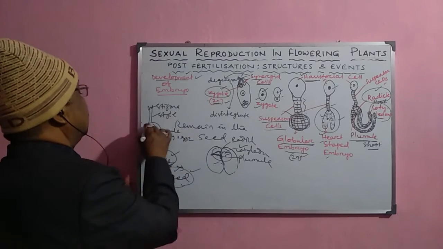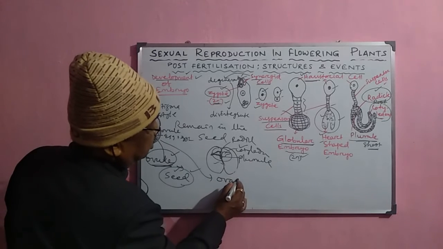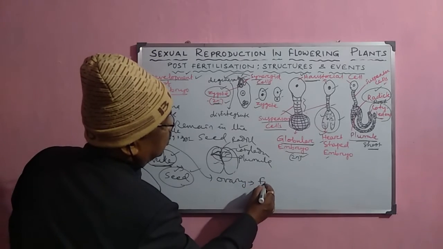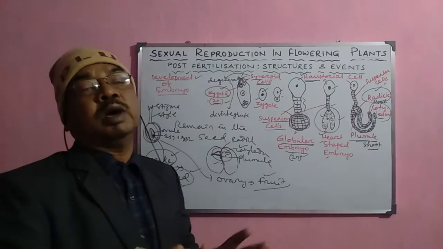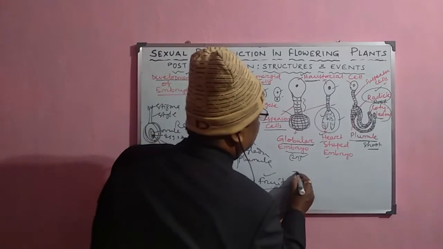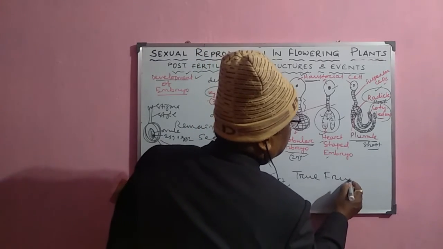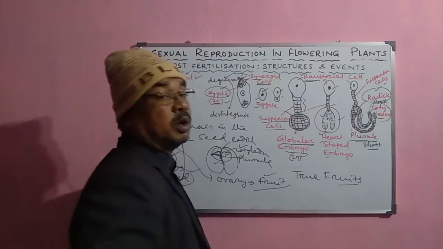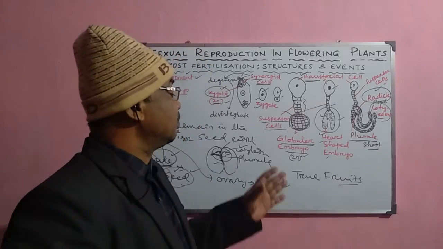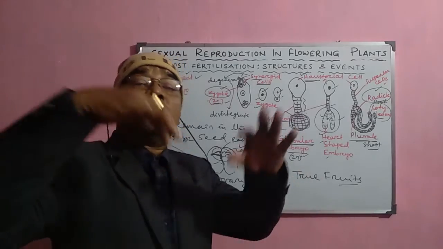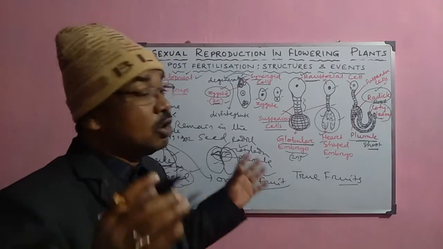But the whole ovary develops into the fruit, and the fruit which develops from the ovary is called a true fruit. But sometimes fruits develop without fertilization. This is called a parthenocarpic fruit. And sometimes fruits develop from other parts of the flower or other parts of the plant. That is called a false fruit.